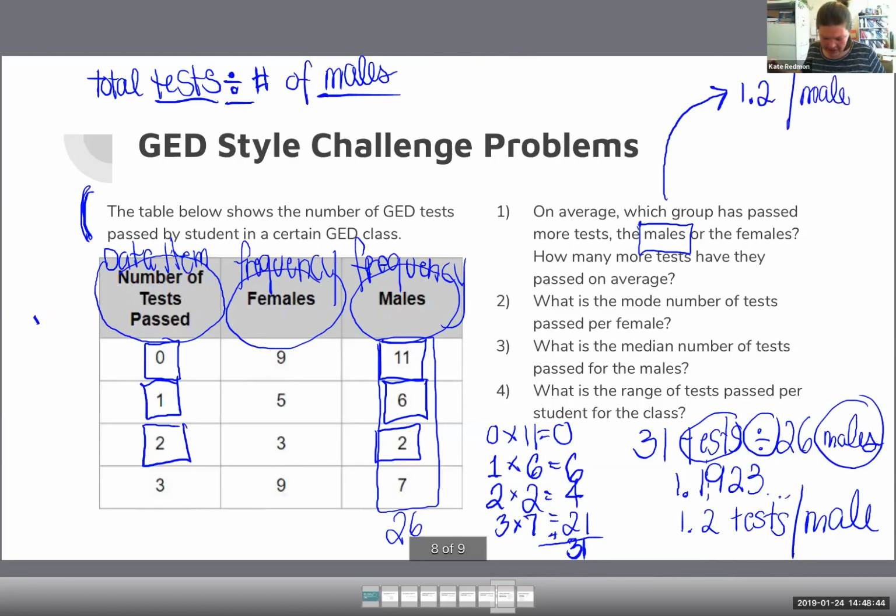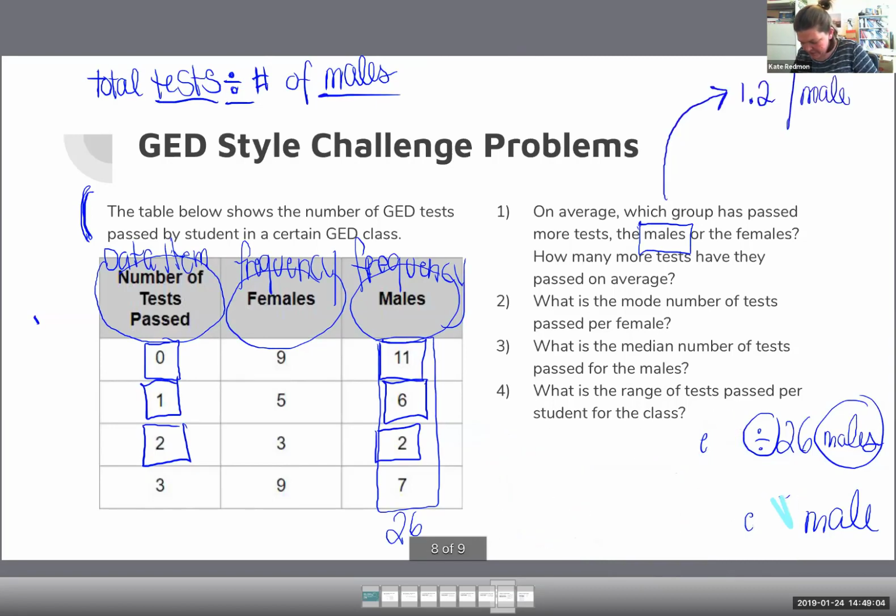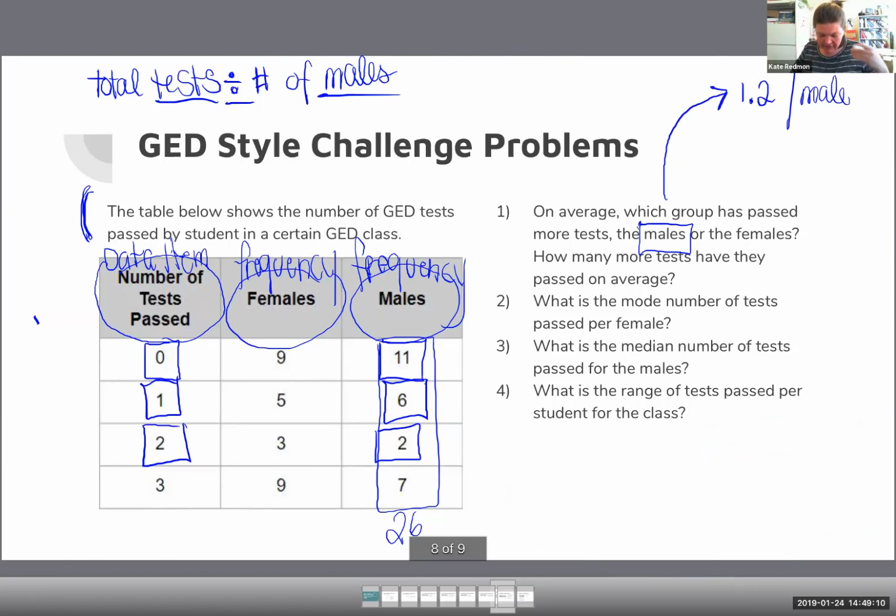Now let us go ahead and deal with the females. And I sure hope my rounding doesn't make it confusing or I'll end up with rounding regret. Okay, so same basic idea. If I want to find the average number of tests that the females have passed, then I'm going to need the total number of tests by the females divided by the number of females. How could I figure out the total number of tests passed by the females? We multiply the number of tests passed by the females. Absolutely. 0 tests passed by 9 females. That's 0 tests among those first 9 ladies.